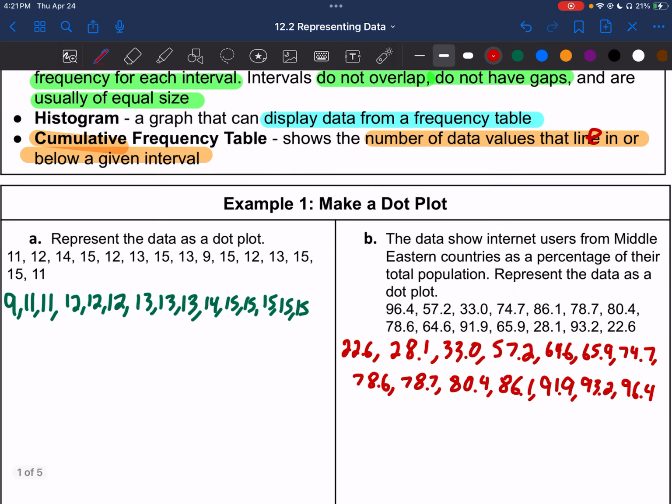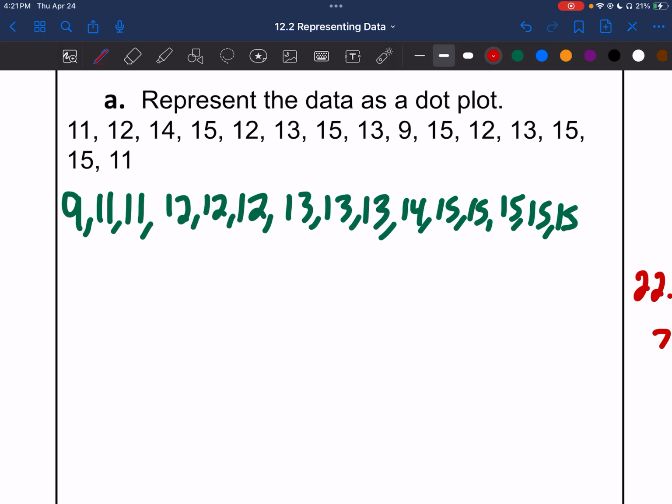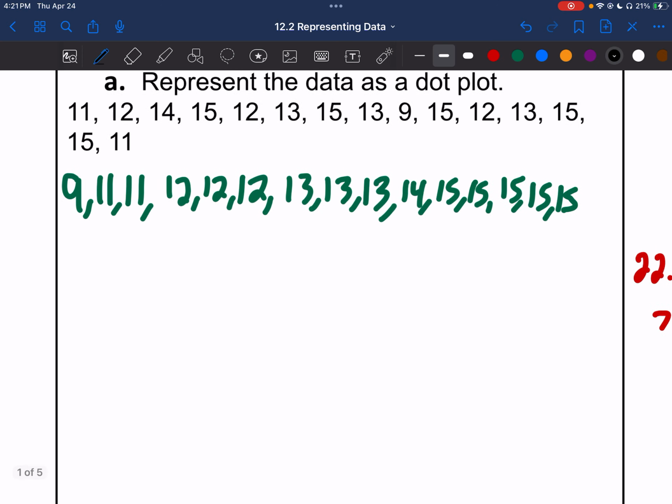So let's take a look at some dot plots. And what I've already done on my notes is I have put these numbers in numerical order. And you should as well. So we have 9, 11, 11, 12, 12, 12, 13, 13, 13, 14, 15, 15, 15, 15, 15. And so now we make a number line.